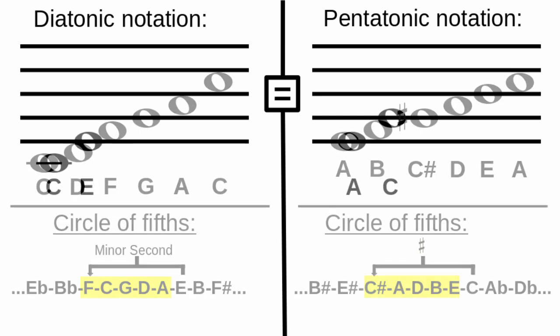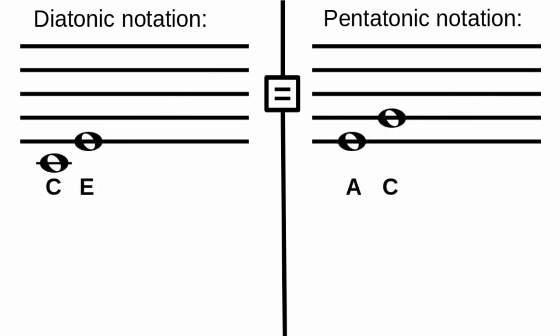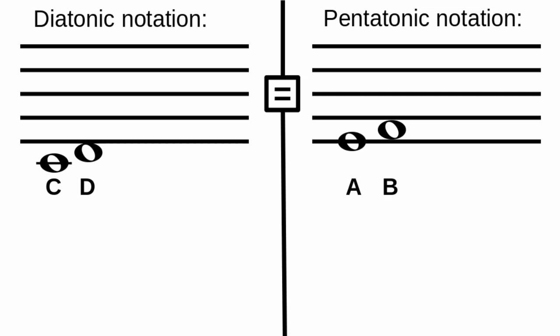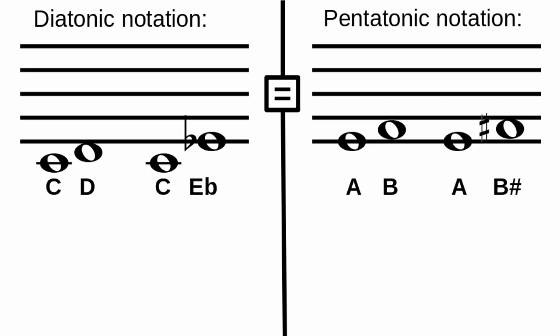That is to say, the same way that from C to E and C to E flat are both a kind of third from a diatonic perspective, from C to D and C to E flat are both a type of second from a pentatonic perspective. And of course, with the pentatonic note naming system and notation system, the D and E flat have the same letter name and the same staff location.